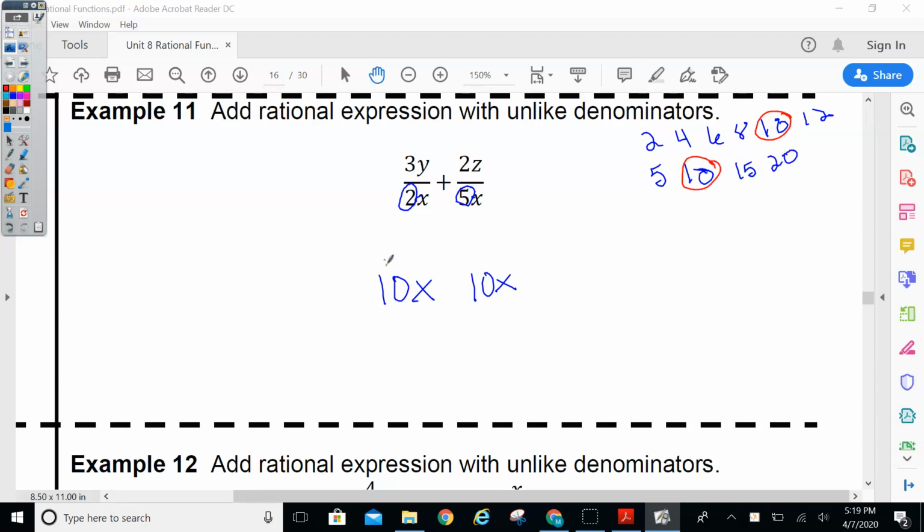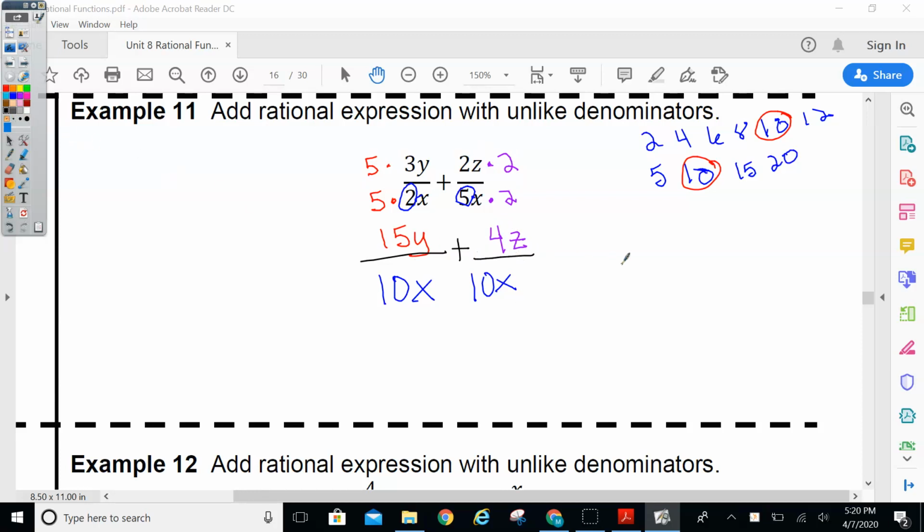So here, I want to know what do I have to multiply this one by to make it a 10x? Well, I have to multiply it by 5, but whatever I do to the bottom, I have to do to the top as well. So here, numerator becomes 15y, denominator is 10x. Plus, over here, what do I have to multiply this denominator by to make it 10x? I have to multiply it by 2, but whatever I do to the bottom, I have to do to the top. So 2z times 2 is 4z, and this denominator is 10x.